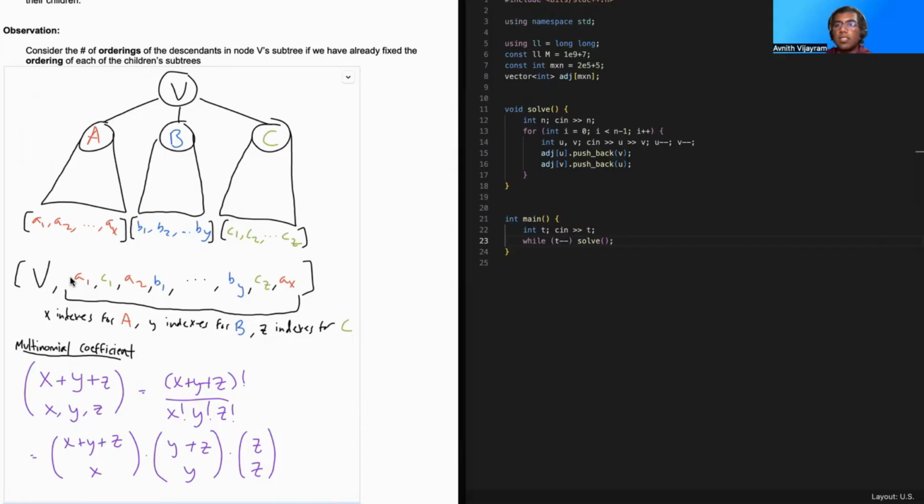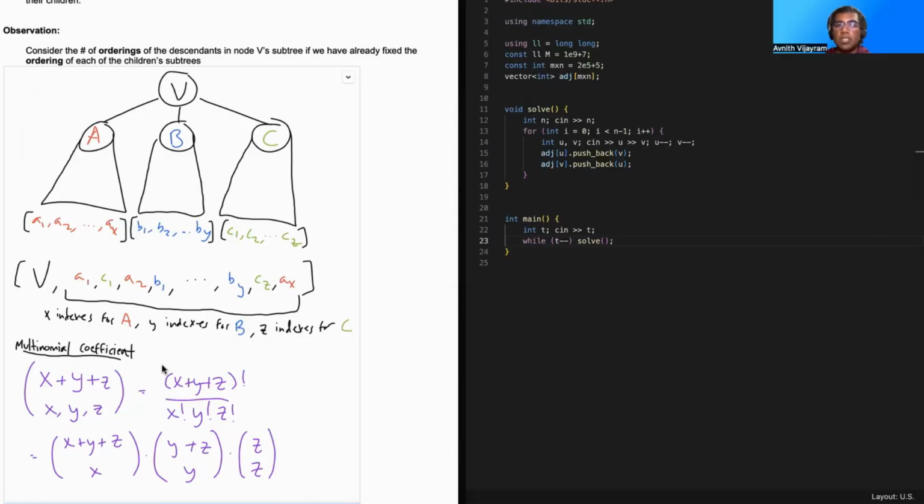And we want to determine the number of ways we can do this, which is the number of orderings. And this is given to us by the multinomial coefficient, which you can write out like this. Essentially, you can think of it as given the total number of openings, which is X plus Y plus Z. We first choose X of them for the nodes in A subtree. Then out of the remaining Y plus Z, we choose Y for the nodes in B subtree. And then there's Z openings left, which we fill in with the nodes in C subtree. And so the formula for that is using factorials.